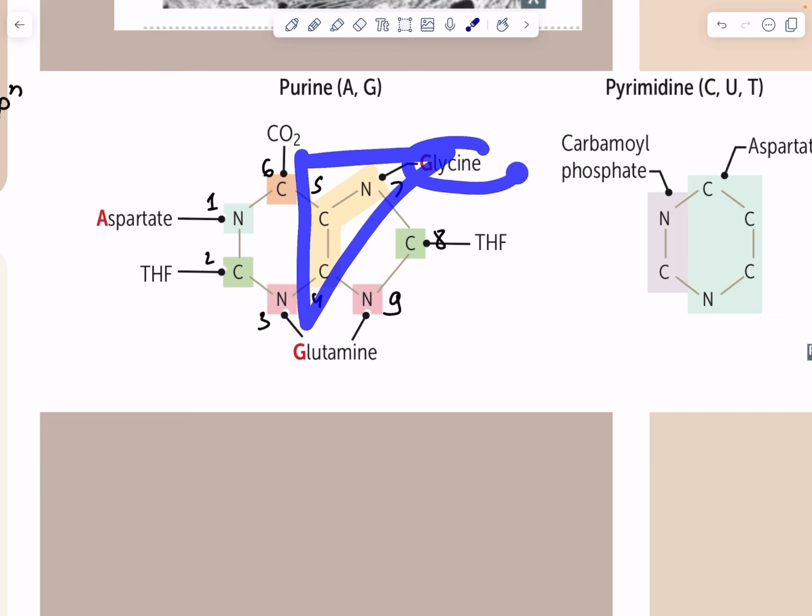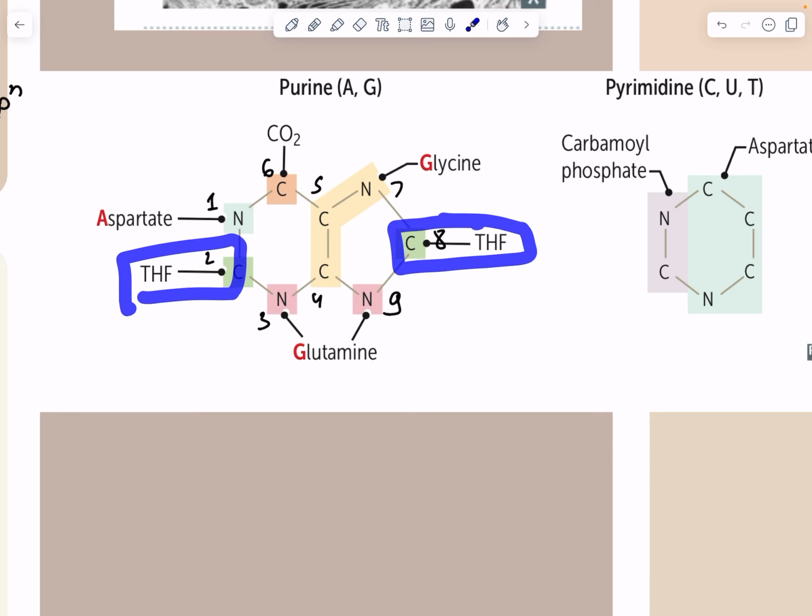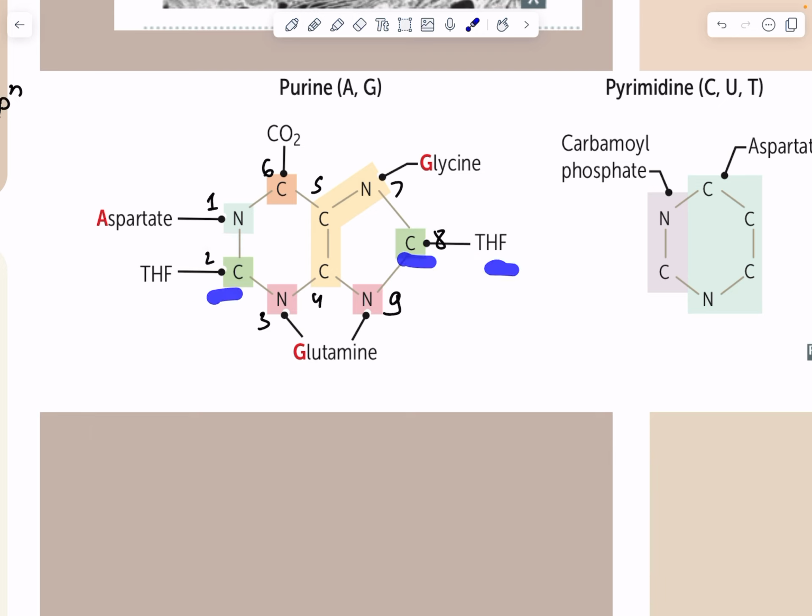This 4, 5, 7 is given by glycine. The top is given by CO2. And these 2 and 8, 2 and 8 are given by tetrahydrofolate. These are the carbons which are given by tetrahydrofolate.